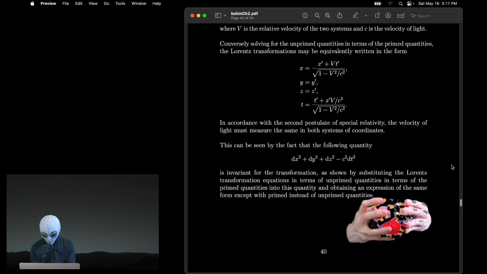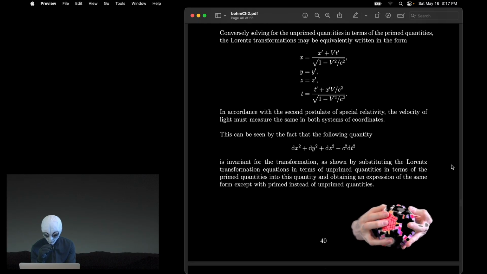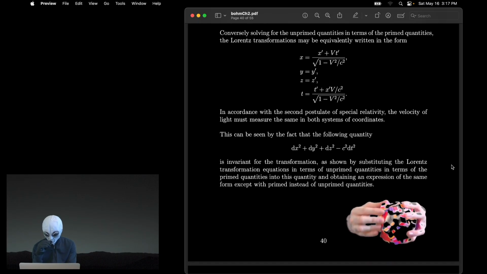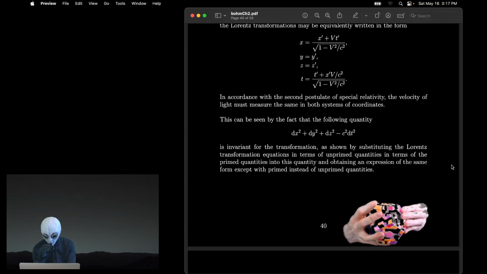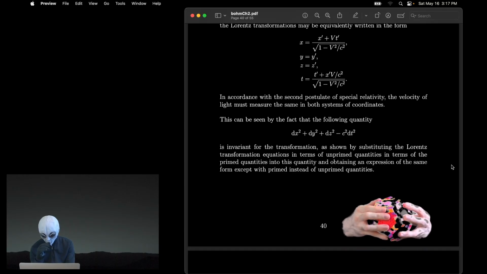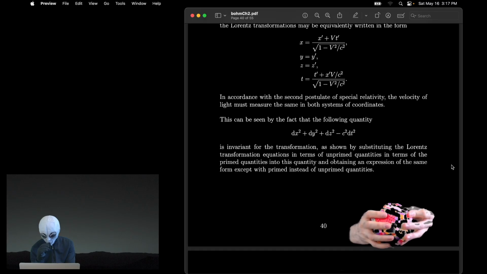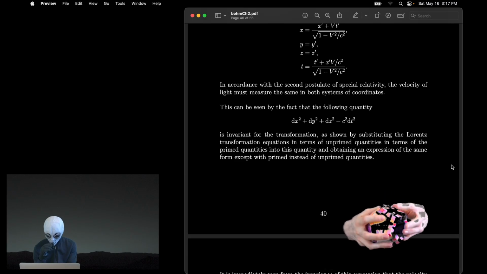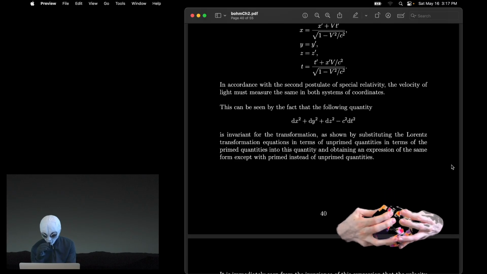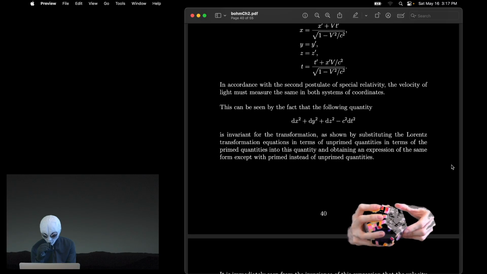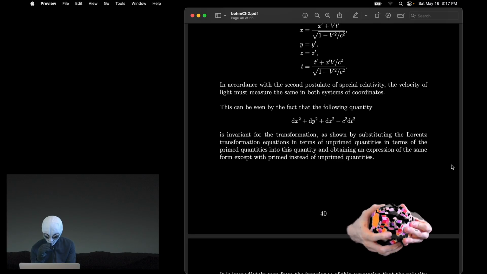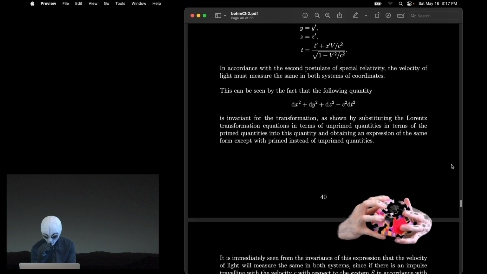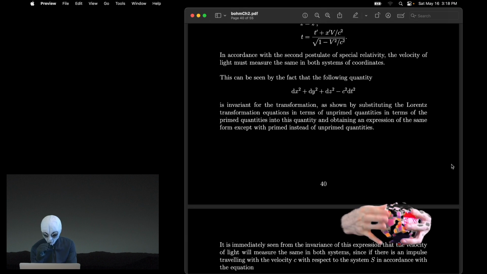In accordance with the second postulate of special relativity, the velocity of light must measure the same in both systems of coordinates. This can be seen by the fact that the following quantity, namely dx squared plus dy squared plus dz squared minus c squared dt squared, is invariant for the transformation, as shown by substituting the Lorentz transformation equations in terms of unprimed quantities in terms of the primed quantities into this quantity and obtaining an expression of the same form except with primed instead of unprimed quantities.